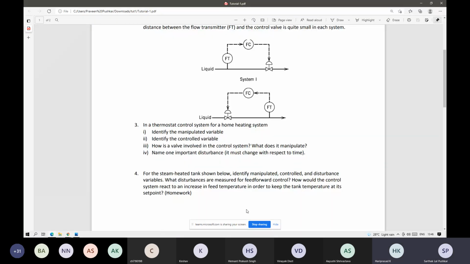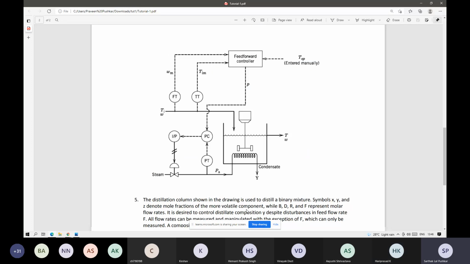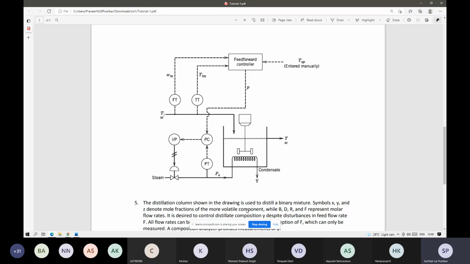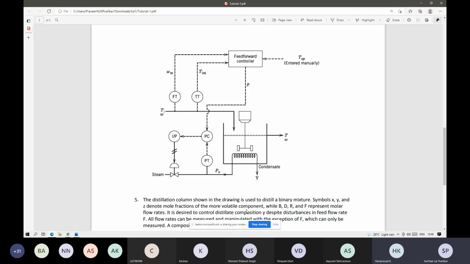So read the fourth question. It needs you to find the control variable, manipulated and disturbance variables of the given figure. And it's a homework question, so please try it out before your next tute. And we shall proceed to the fifth question.